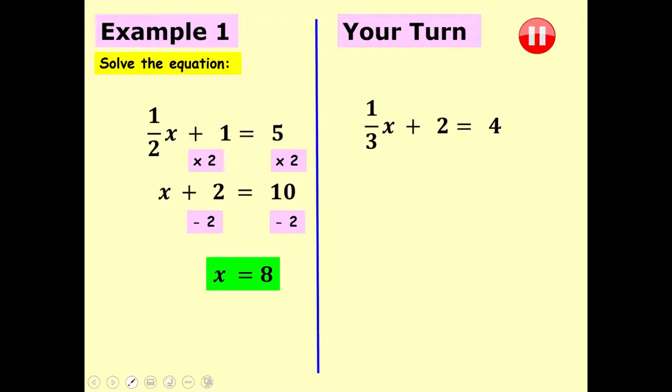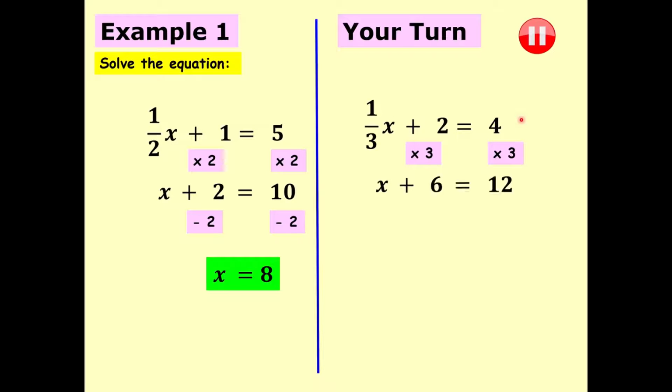Okay, hopefully you've unpaused and we can go through the answer. So our first step is to remove our fraction. So we've got a third here and we're trying to make a third equal 1. So what do we times a third by to get 1? Well, we have to times it by 3. So we're going to times every single term by 3, so on both sides.